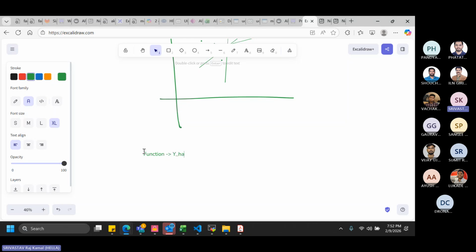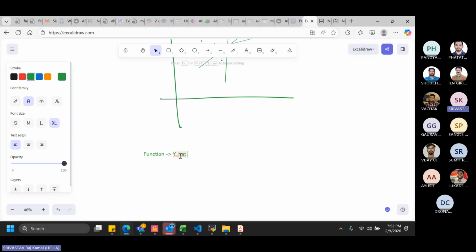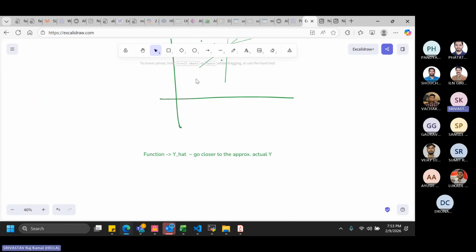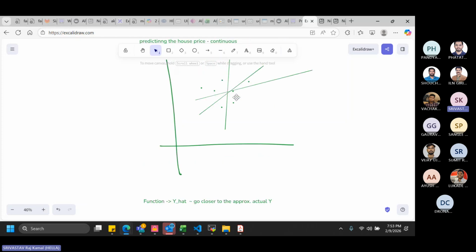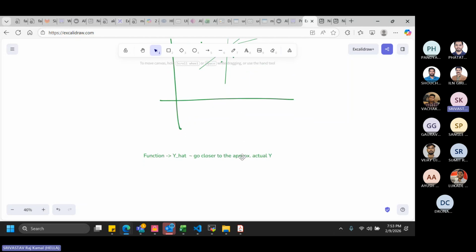y hat. We also call it y hat, generally a kind of hat on top of y. Y hat is just a function which will try to go closer to the approximation of the actual y. Actual y we do not know, because that's why we are solving this problem with machine learning. Would it have been just data spread in a sine wave, you could straight away apply the sine wave. But what the actual function is, that we do not know. Therefore, we are creating a machine learning solution.